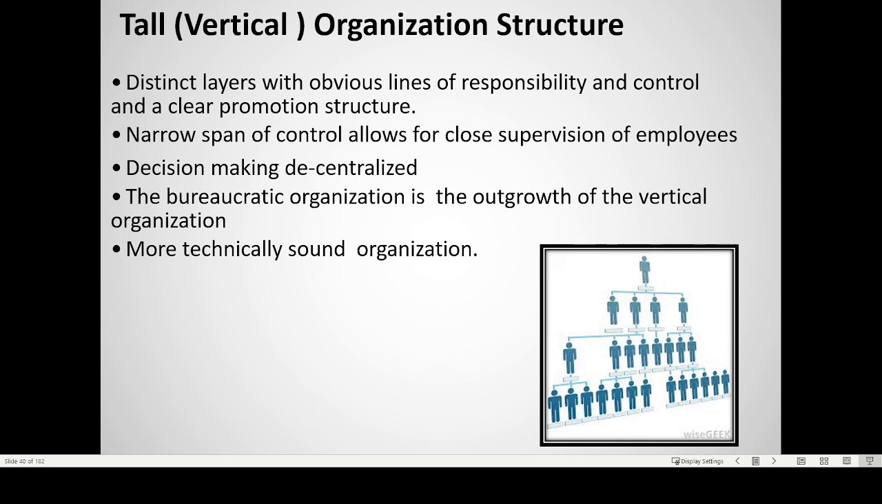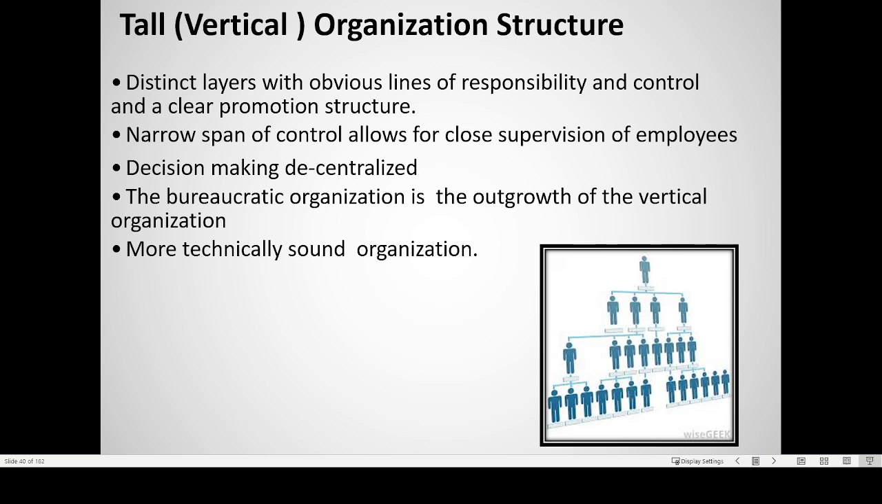Now, one of the negative things about this organization chart is that bureaucratic organization is the outgrowth of vertical organization. As you can see here, if an employee in the lower line wants an approval, he has to go to his upper manager, and maybe that manager has to go to the upper manager, etc. This is called bureaucracy: more approvals, more formalities, more papers, and this is the result of a vertical or tall organization chart.